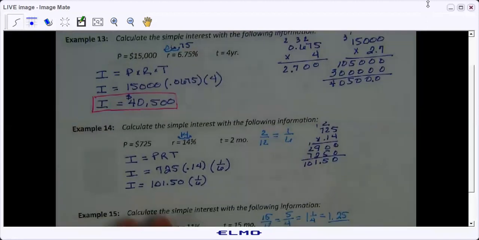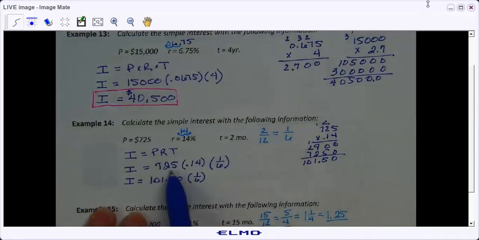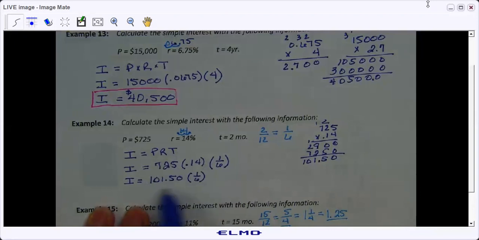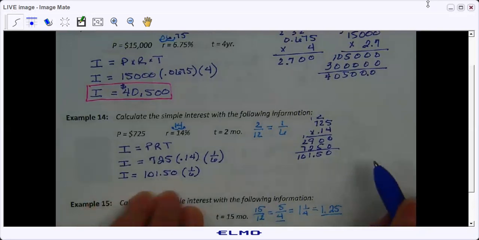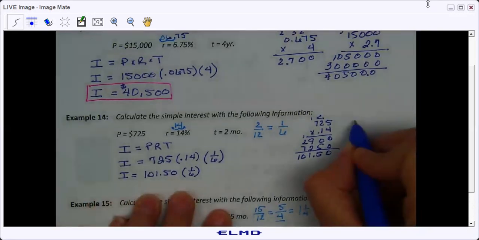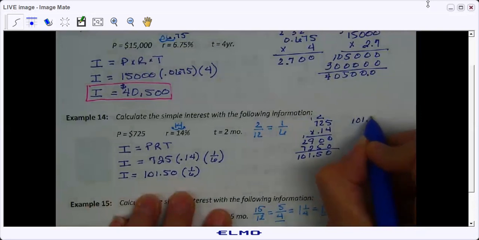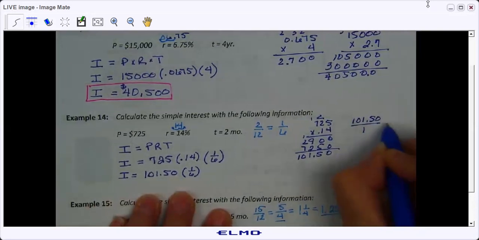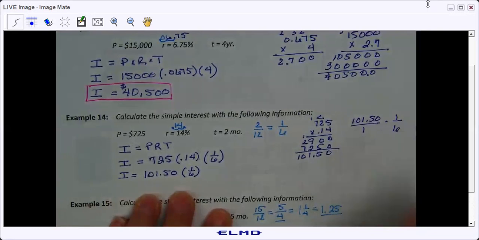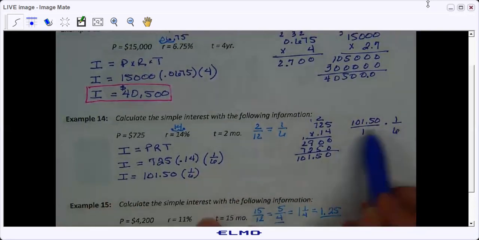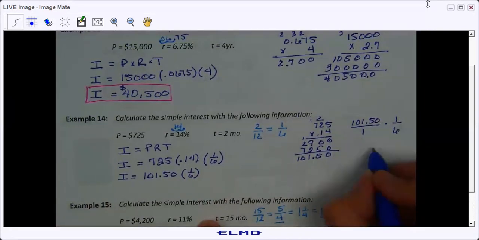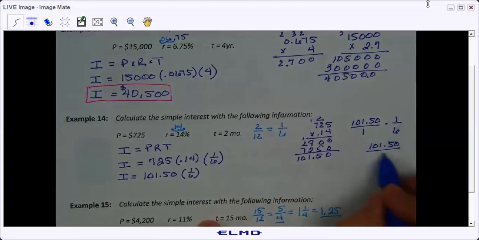Okay, with example 14, I went ahead and multiplied 725 by 0.14. And you should see my work right here. I got 101.50. Now I want to multiply that by 1/6, and I'm going to show you how I do that. 101.50. I'm just going to put that over 1 and multiply it by 1/6. When you multiply with fractions, you just multiply straight across. So 101.50 times 1 is 101.50. 1 times 6 is 6.